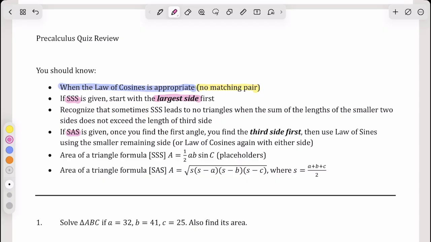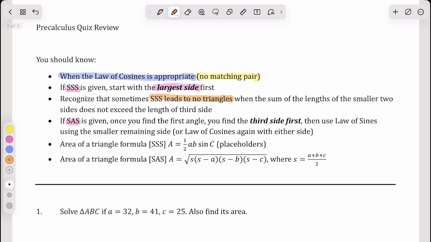And it's also a good idea to check when you do this that sometimes side-side-side leads to no triangles. I'd always check to make sure that the sum of the two smaller sides exceeds the length of the third side. So we'll take a look at that as we go, and I'll try to work the rest in as we go. Again, I'm trying to keep this video under 5 minutes if I can, maybe 7. So let's take a look.